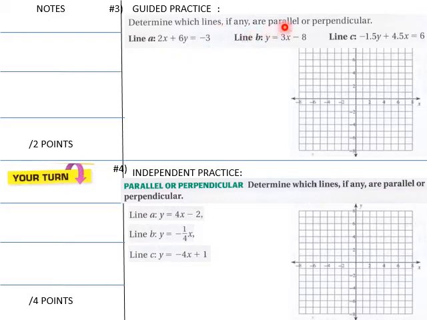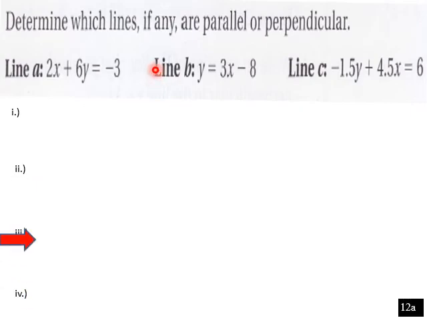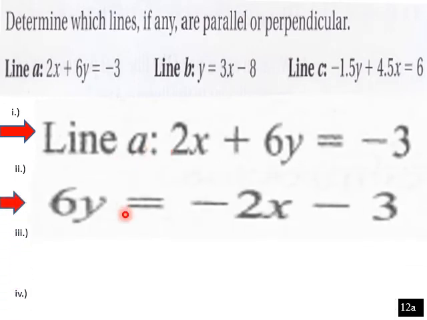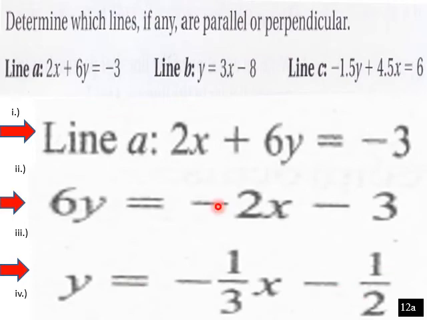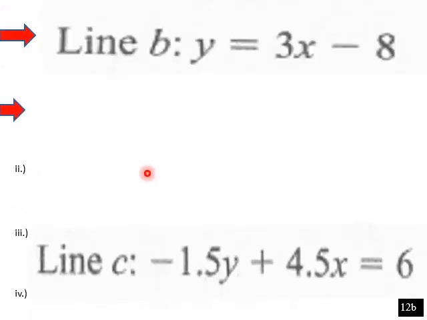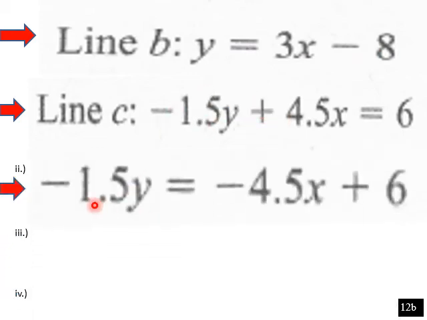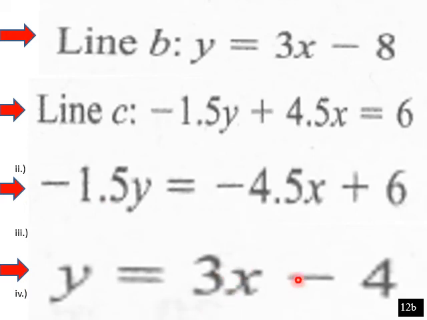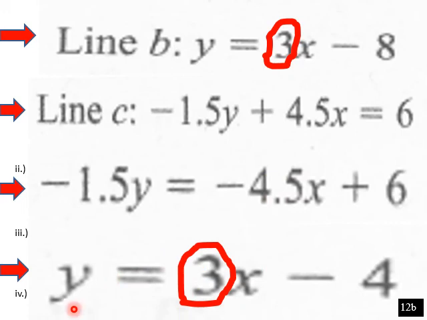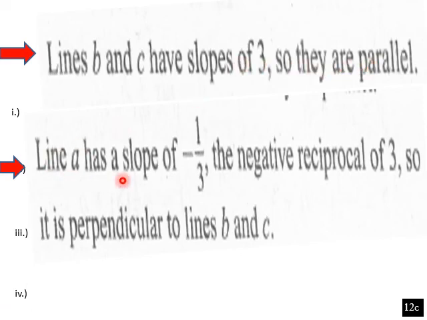Determine which lines, if any, are parallel or perpendicular. Students, this is yours. We're going to do this one now in our guided practice. Here are our lines. What do we do? For line A, we solve for y and get y equals negative 1/3 x minus 1/2. For line B, when we solve for y, we get y equals 3x minus 8. For line C, when we solve for y, we get y equals 3x minus 4. We have two lines with the same slope, so they are parallel. Lines B and C have slope 3, so they are parallel. Line A has a slope of negative 1/3, the negative reciprocal of 3, so it is perpendicular to both lines B and C.